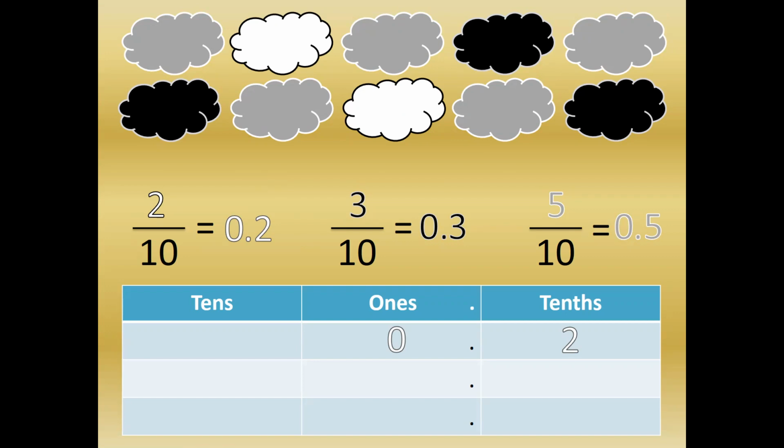Now what about for our black clouds? So there's no tens, we don't have to worry about that. There's a 0 in the ones position, and there would be a 3 in the tenths. So it would be 3 tenths would be what we would name that decimal. And then what about for our gray? There's no tens, we don't have to worry about that column. And then a 0 in the ones position and a 5 in our tenths. So it'd be 5 tenths.